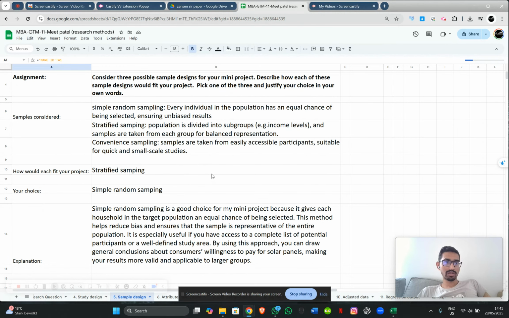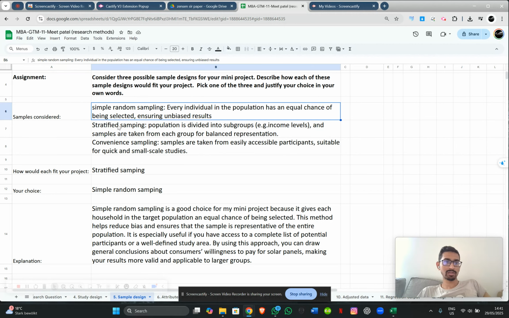So this is the sample design. There are three samples I have considered. First is simple random sampling, second is convenience sampling, and third is stratified sampling.